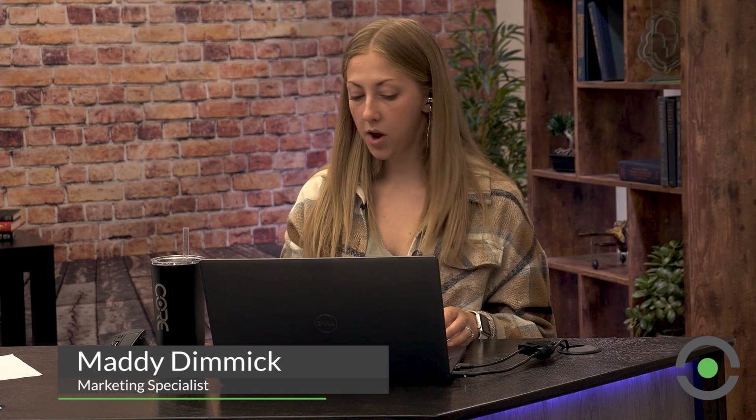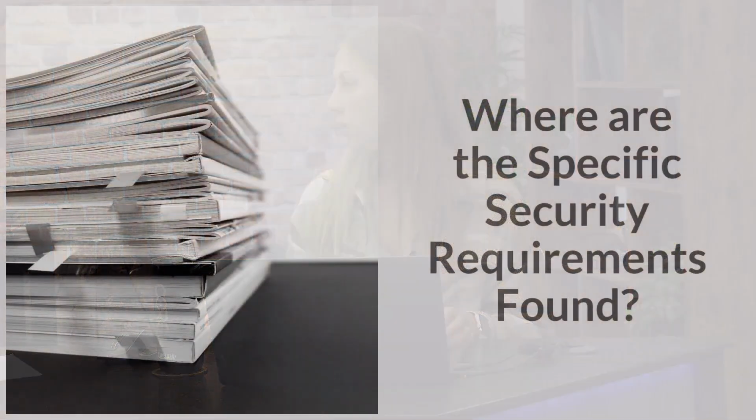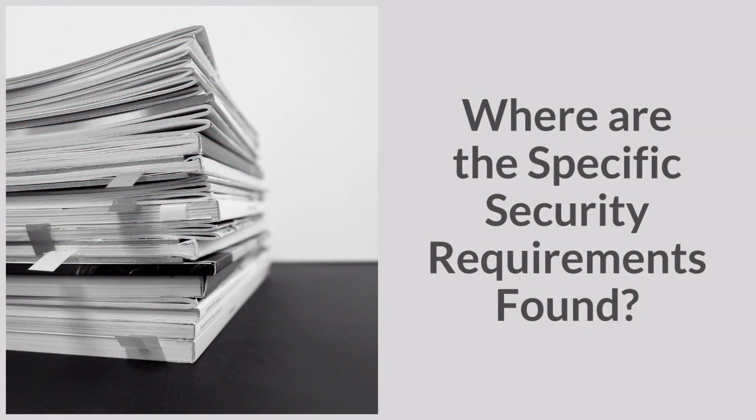So Rick, where are the specific security requirements found that companies need to follow to be in compliance with DFARS and CMMC? Great question. They are found in the NIST SP 800-171. That contains 110 requirements that have to be met in order to protect the CUI, the controlled unclassified information that the government wants you to protect.